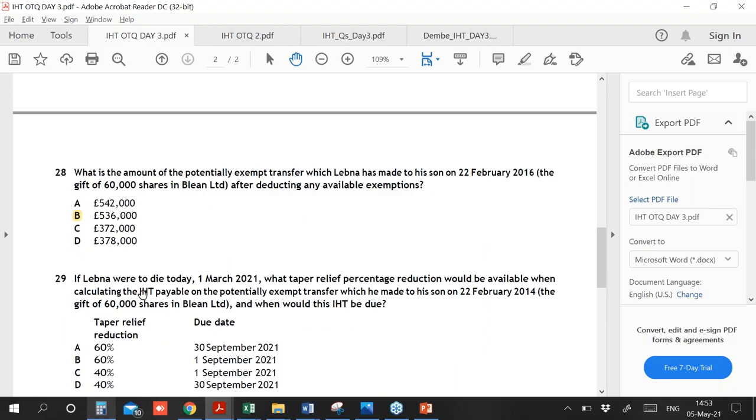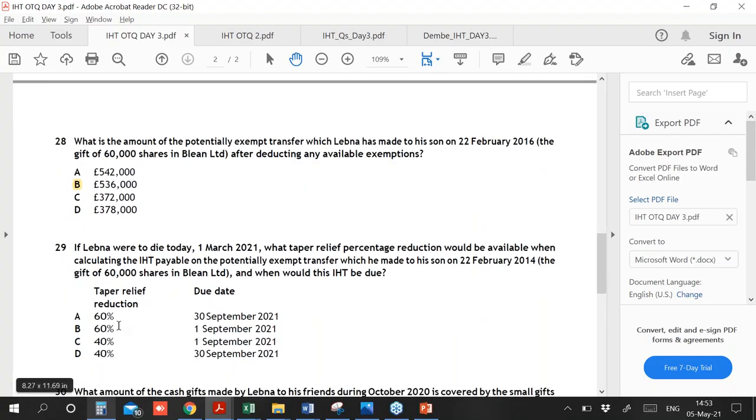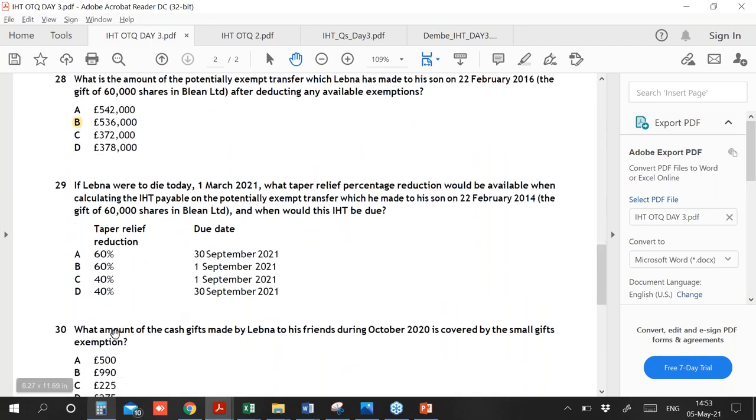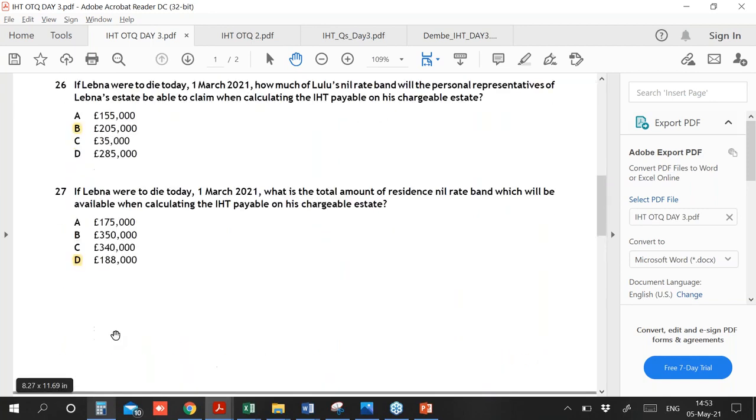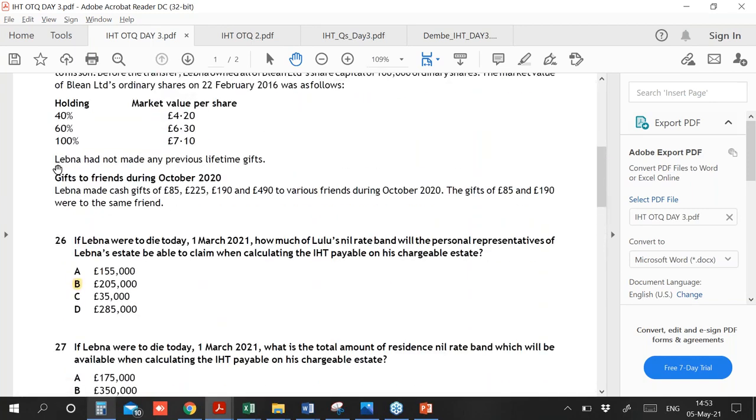The 29th one we have answered already. That is A, 60 and 30th September 2021. And now we are only left with the gift part, which must be information related to the gifts. Lebna made cash gifts of 85, 225, 190, and 490 to various friends during October 2020.